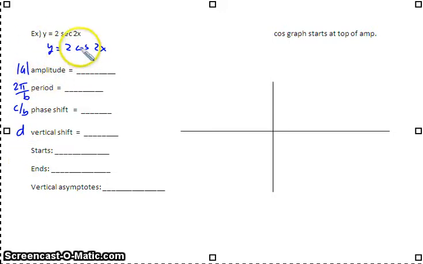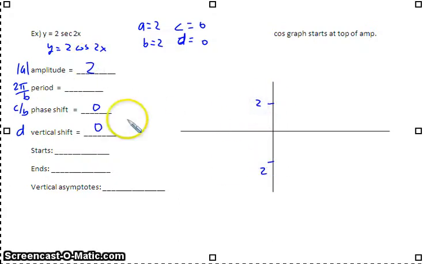As I look at this, my a value is 2, my b value is 2, and I don't have a c or a d value. So I know I'm going to get no phase shift and no vertical shift. Amplitude is 2, so my graph is going to go up to 2 and down to 2. My period is 2 pi over 2, which is just pi.